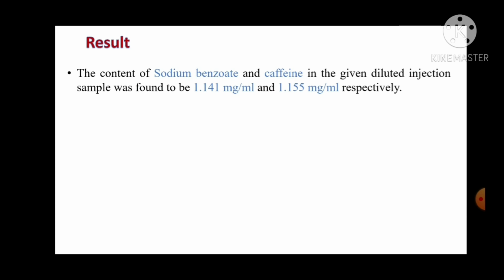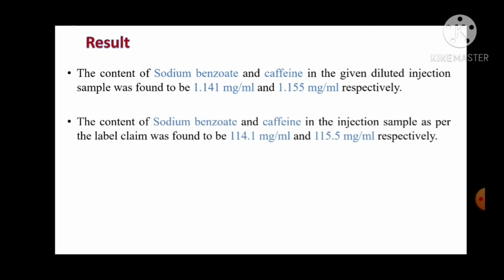Now we can write the final result. First is the content of sodium benzoate and caffeine in the given diluted injection sample was found to be 1.141 milligram per ml and 1.155 milligram per ml respectively. This is the concentration we found in the given diluted injection sample, that is the 100 times diluted solution. Then the content of sodium benzoate and caffeine in the injection sample as per the label claim is found to be 114.1 milligram per ml and 115.5 milligram per ml respectively.